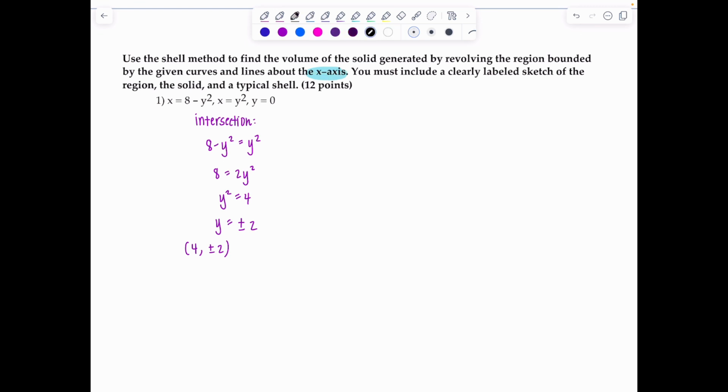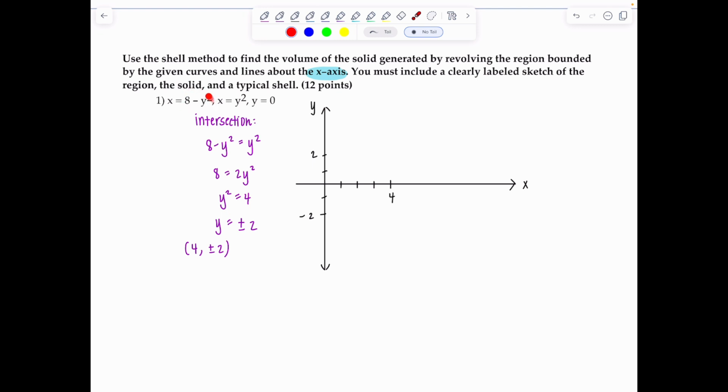So that's where I'm going to put my axes. I'm not going to put all 4 quadrants evenly. Nothing interesting is happening over in 2 and 3. Here's x, here's y. They intersect at (4, 2) and (4, negative 2). But I'm also noticing here 8 minus y squared. If I substitute in 0 for y, x is 8. That's the vertex of that parabola. So I'm going to go all the way out to 8.